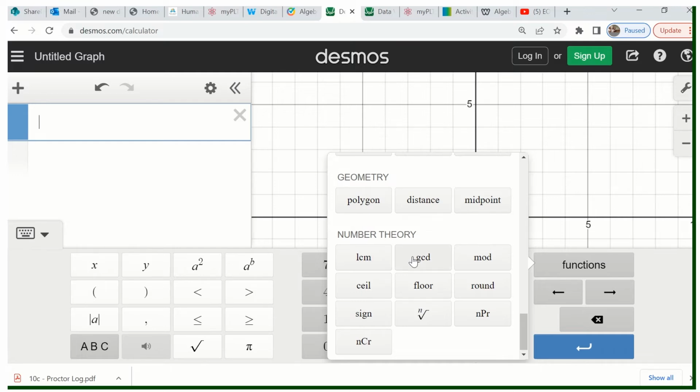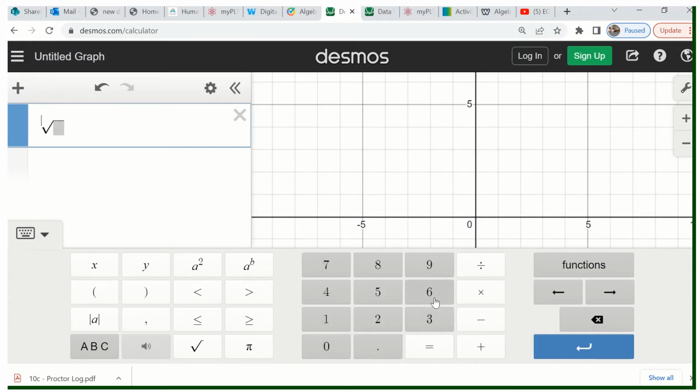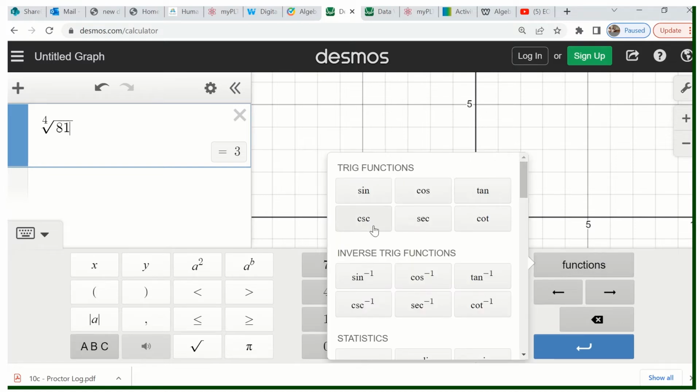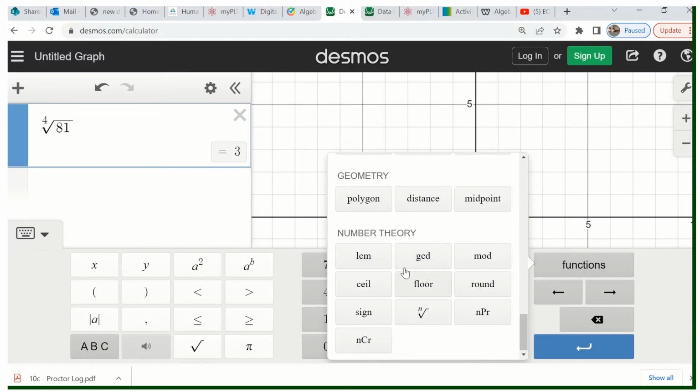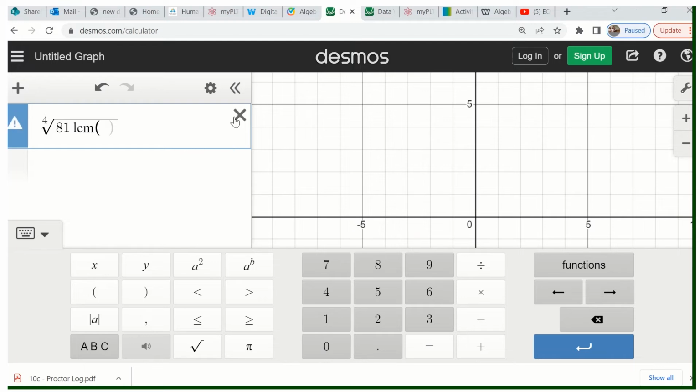Least common multiple, GCD. That's not greatest common factor. Ceiling and floor, I know what those are. Rounding, these are permutations and combinations. Here's a radical that's not a square root. Okay, so I guess if you wanted to do the fourth root of 81, oh look, the fourth root of 81 is 3. So tons and tons of stuff in there. And I finally made it all the way to the bottom. These are fun though, permutations, combinations. Least common multiple, whoa, we don't want to do that.